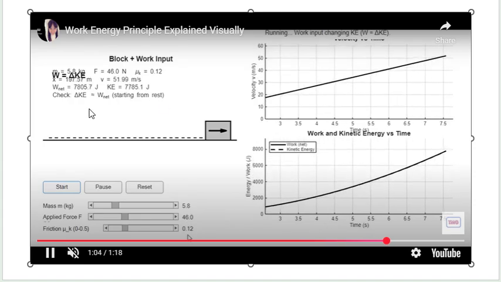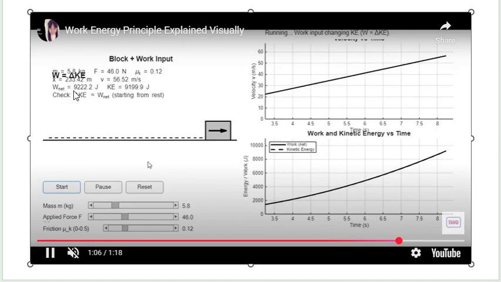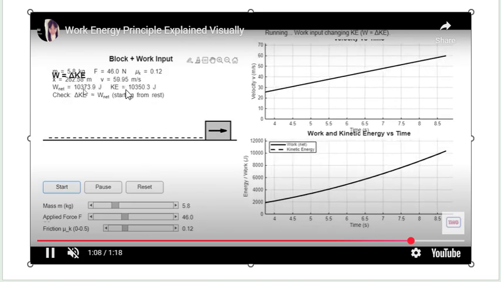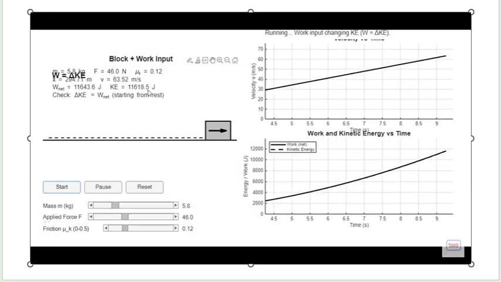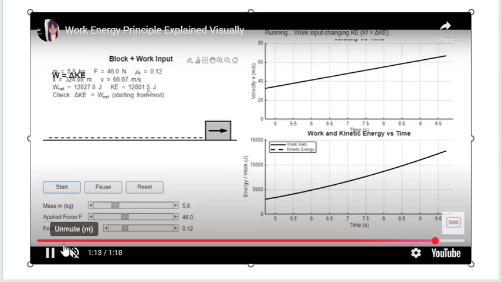Okay, so we can look at the numbers. Your work and kinetic energy are the same amount, and that is a proof that W is equal to delta KE.